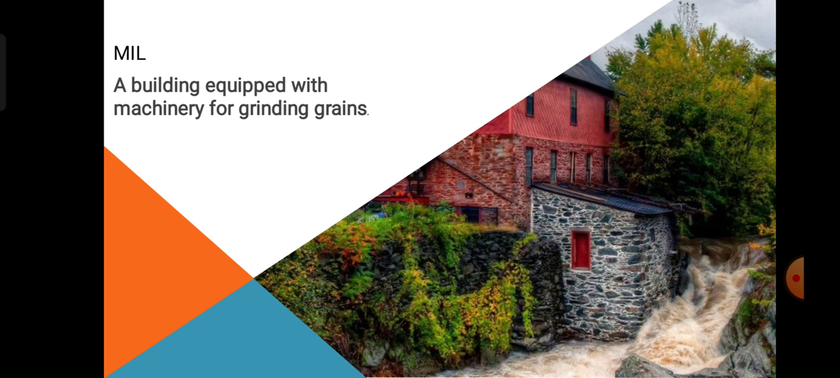Now mill. Mill is a building equipped with machinery for grinding grains. Whenever there's lots of wheat grain in our family, we normally go to the mill to get it converted into wheat flour. Same with rice. Rice becomes rice flour in the mills because it's a building which is equipped with grinding of the grains.